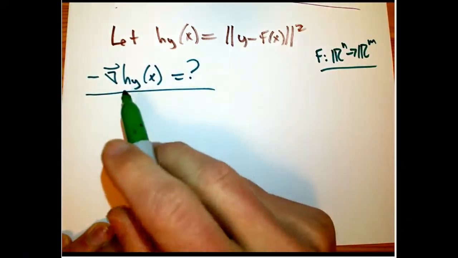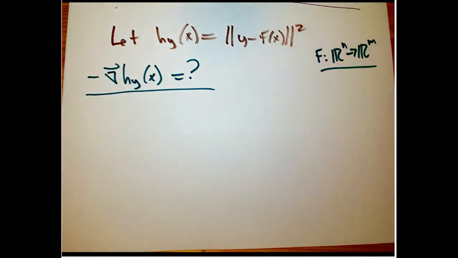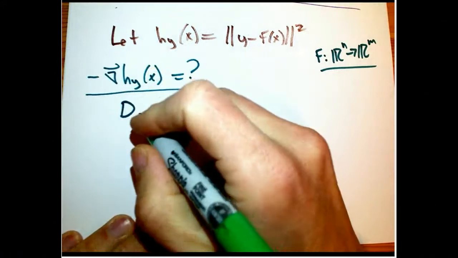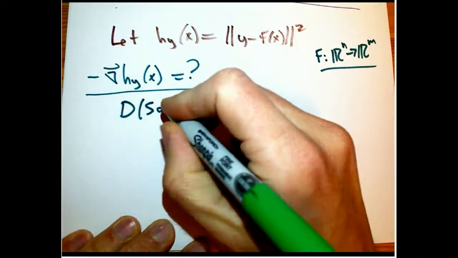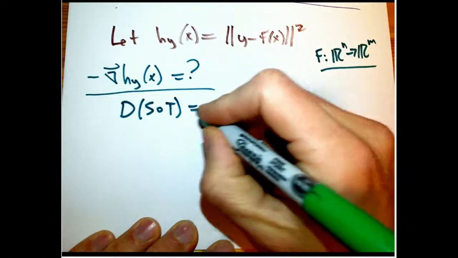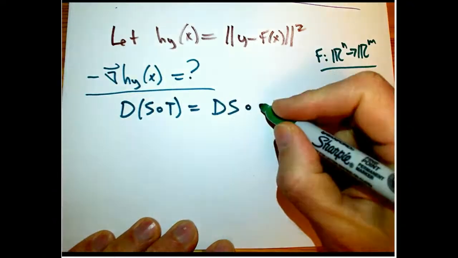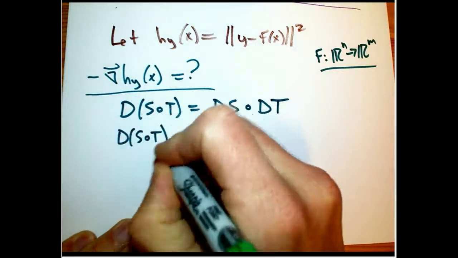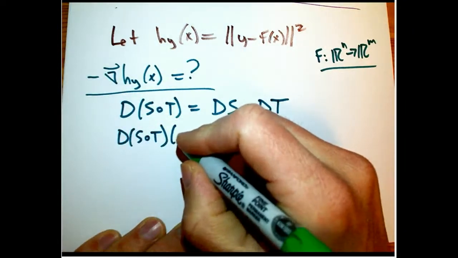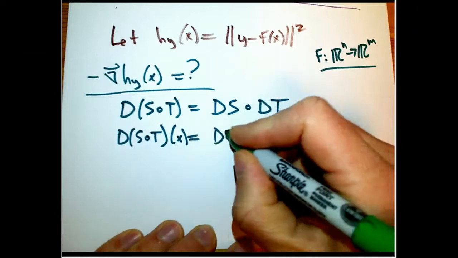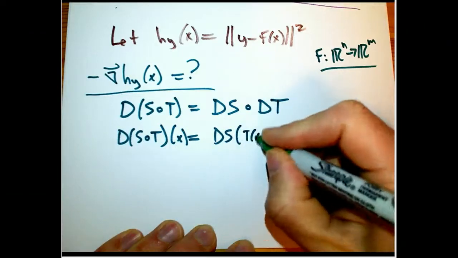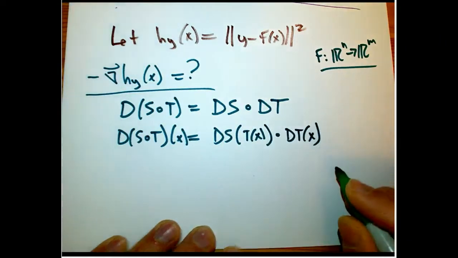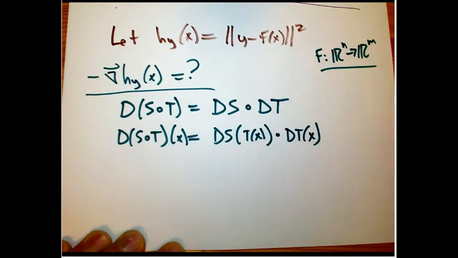You could do it entirely in terms of the gradient, but really I want to think about the matrix of derivatives. The derivative is a linear transformation. So one of the main things is the chain rule: the derivative of a composition is the composition of the derivatives. To be more precise, the derivative of the composition at x is ds evaluated at t of x, composed with the derivative of t at x. And it's always important that you have to evaluate at t of x, not at x.